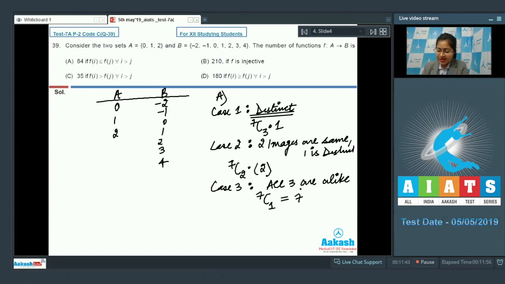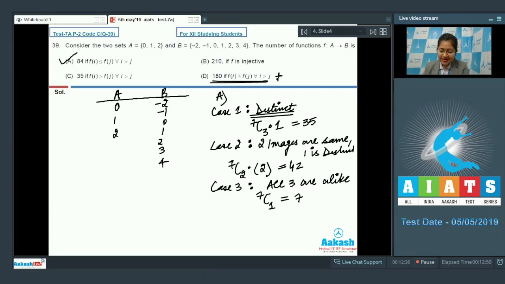So total number of ways will be 7C3, that is 35, plus 7C2 into 2, that is 42, plus 7. So our answer will be 84. That is option number A is correct. Now, in a similar fashion, let us first solve option number D, which says that for all i greater than j, f(i) will be greater than or equal to f(j). Now in this also we will have exactly the same number of functions. So for this condition also we will have 84 functions. So this option is incorrect.